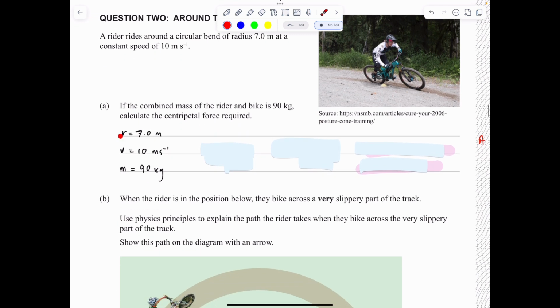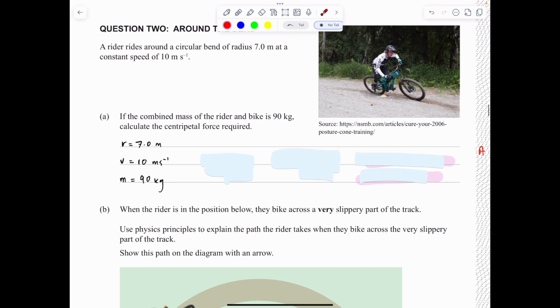So what do we have here? We've got the radius given to us over here. We've got the velocity of 10 meters per second. And we've also got the combined mass of the rider, which is 90 kgs. We want to figure out the centripetal force.